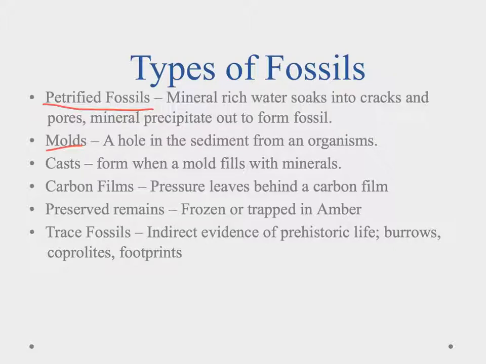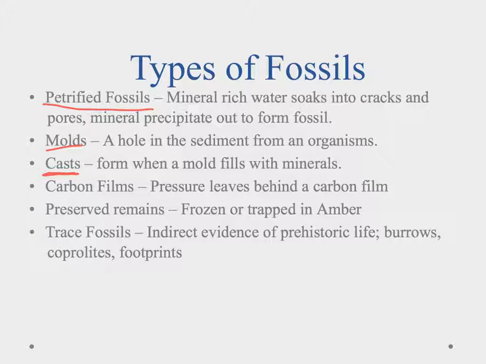And a mold is if we have a hard part, like a bone or a shell, that falls into sediment, then what will happen is that rock will form, the shell will dissolve away, and you're left with a hole in that sediment, in that rock, and that's what a mold is. Sometimes when we have a mold, we'll have minerals come through and fill that mold, and then we'll have a different type of fossil called a cast.